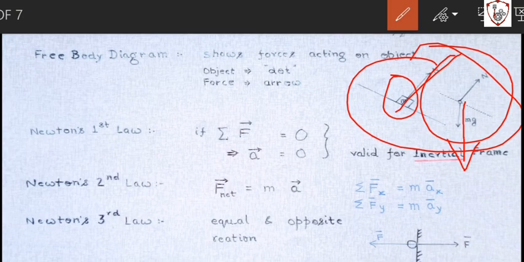If there is an acceleration, then we draw it too, which we will see in the upcoming examples. So the object will be represented as a dot or a point, and the force will be represented by an arrow. This will become a free body diagram. Now let us understand it with more examples.